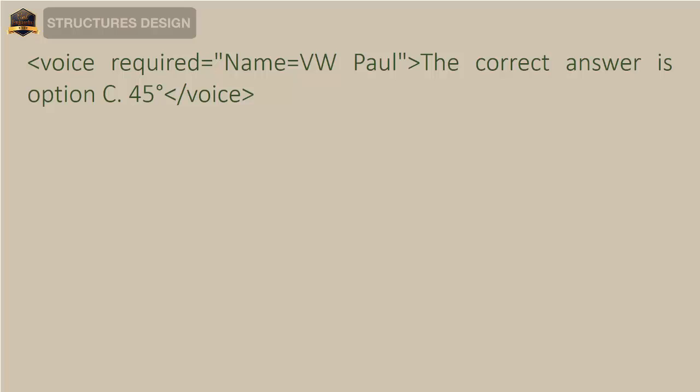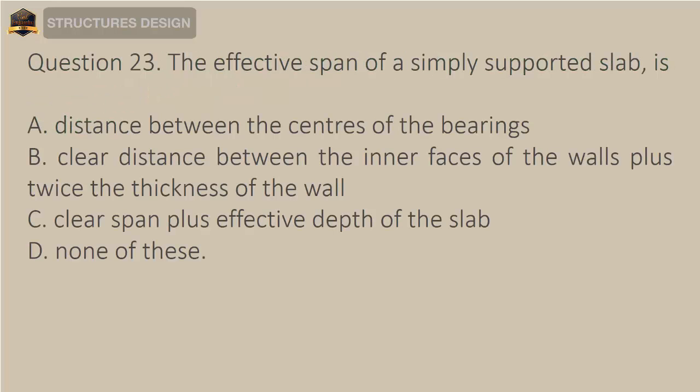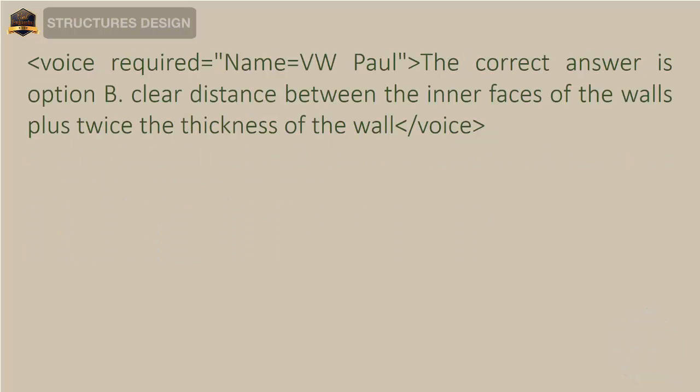Question 23. The effective span of a simply supported slab is A, distance between the centers of the bearings, B, clear distance between the inner faces of the walls plus twice the thickness of the wall, C, clear span plus effective depth of the slab, D, none of these. The correct answer is option B, clear distance between the inner faces of the walls plus twice the thickness of the wall.